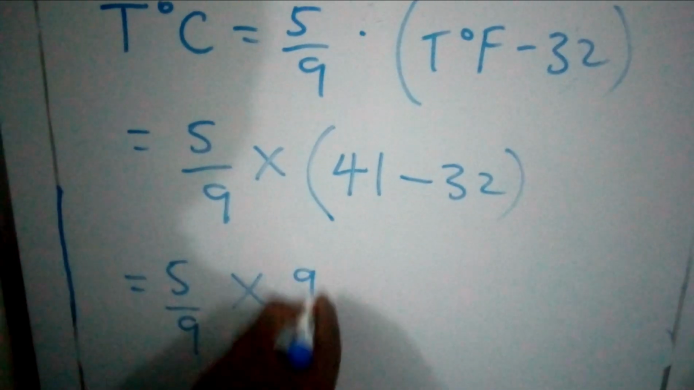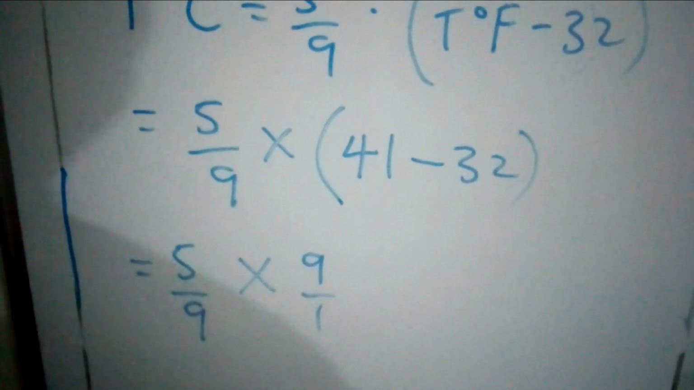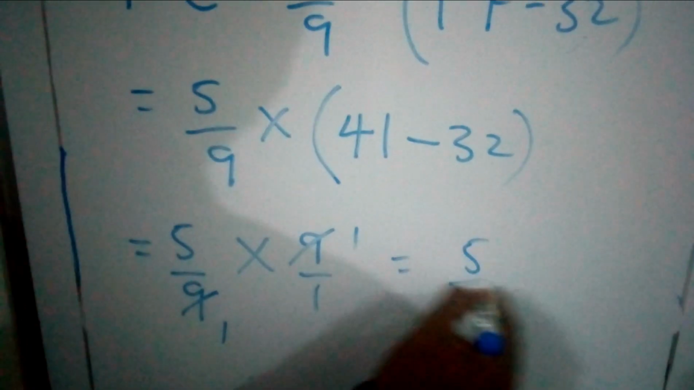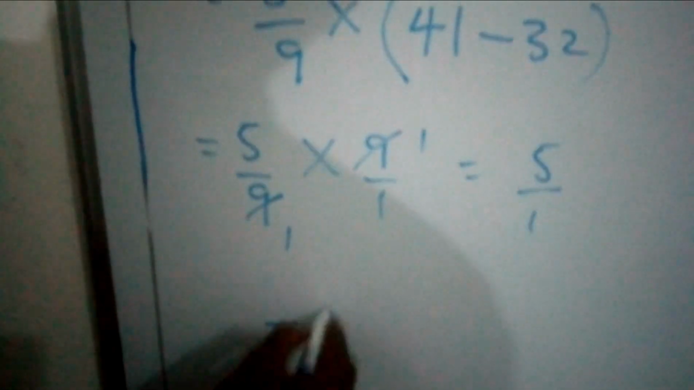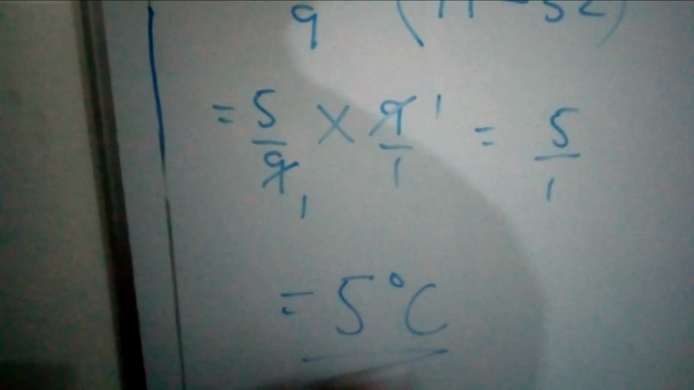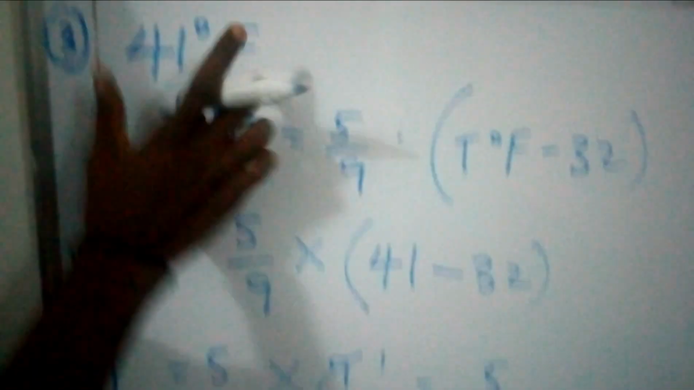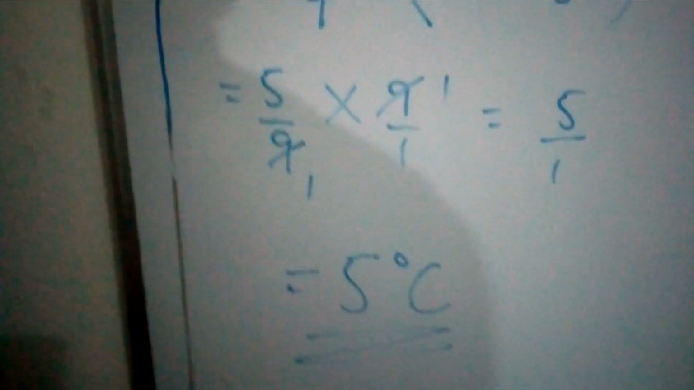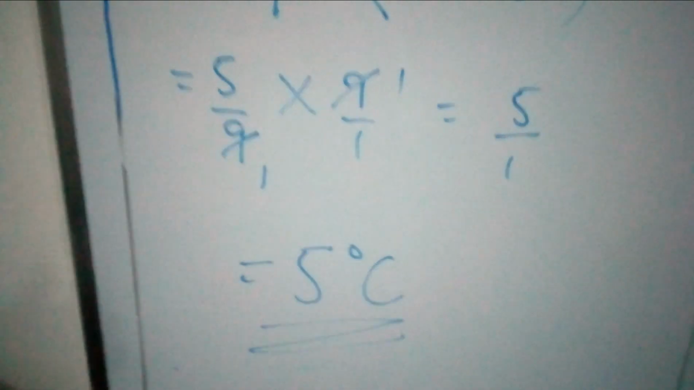That is 9/1. So let's look for a way to cancel out. 9 into 9 is 1, 9 into 9 is 1. So 5 times 1 gives you 5/1. And our final answer will be what? 5 degrees Celsius. So 41 degrees Fahrenheit on the Celsius scale is 5 degrees Celsius.